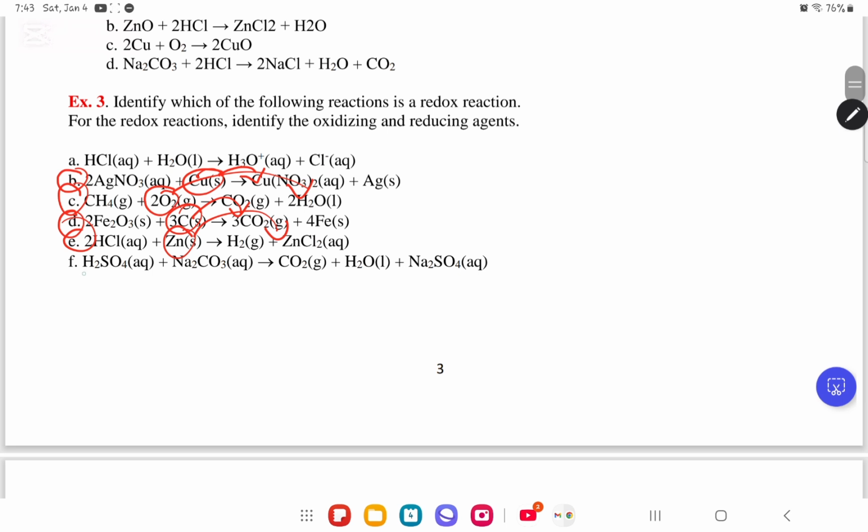And then finally, we don't have any element that was put into a compound, so for part F, no, it is not a redox. If you want to check on the internet, in my opinion, B, C, D, and E are redox equations, so these 4. And that is it for exercise 3.